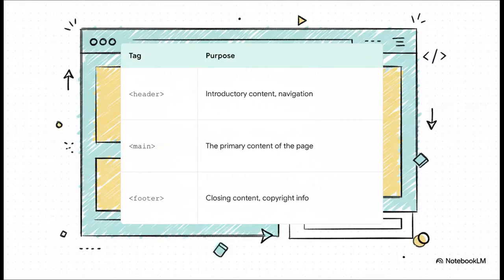Let's just look at a few key examples here. Instead of using some generic box for everything, we can use a header tag for the stuff at the top of the page, like your logo and navigation. We use a main tag to wrap the main content of the page. And we use a footer tag for the stuff at the bottom, like copyright info. See how that works? You're creating this clear, meaningful outline of your page that both people and computers can instantly understand.